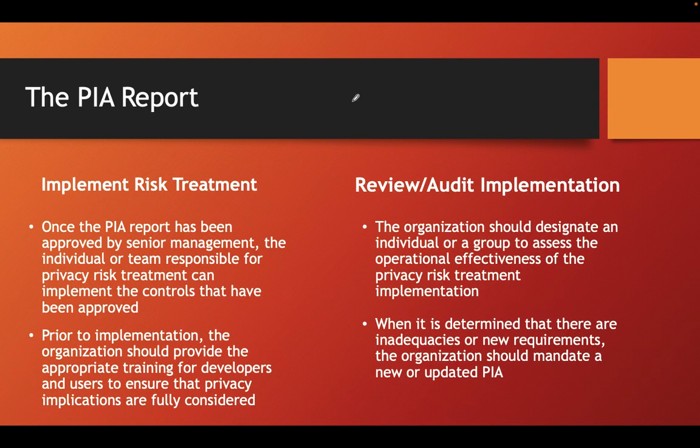PIA report, review and audit. The privacy impact assessment report, one, implements the risk treatment, and two, reviews or audits the implementation. It's used for audit of implementation.